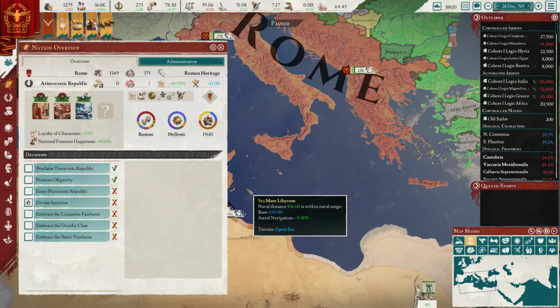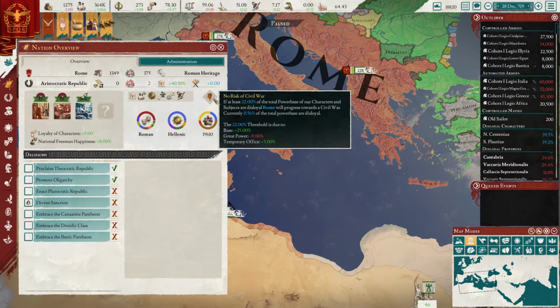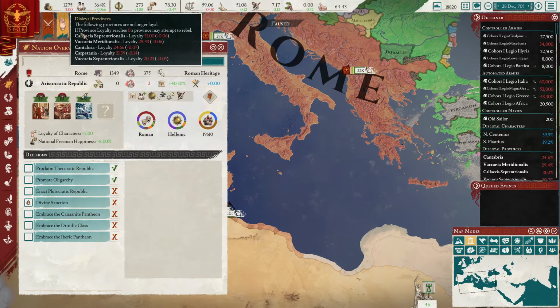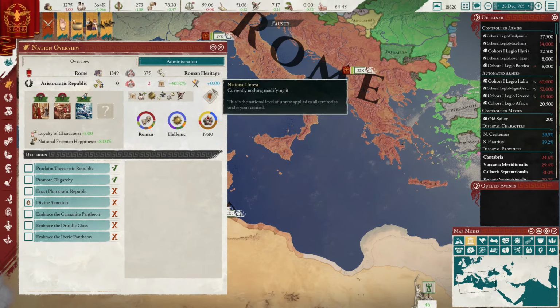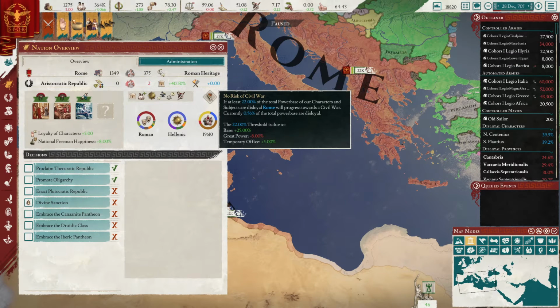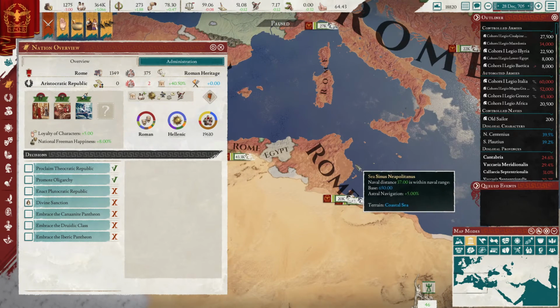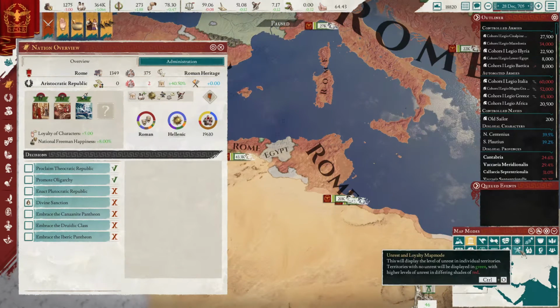And to clarify, they are two different things. This right here is your risk of civil war. I found it under my nation overview. It's this little flag right here. It'll appear in different indicators. If you have a risk of it, it'll pop up as a banner. Same thing with rebellions, but this is civil war. And for rebellion, that has to come from an actual province.